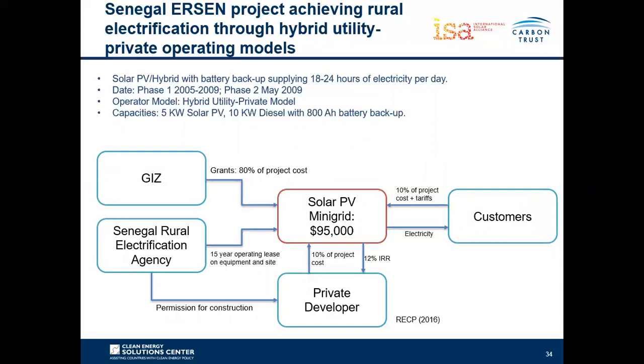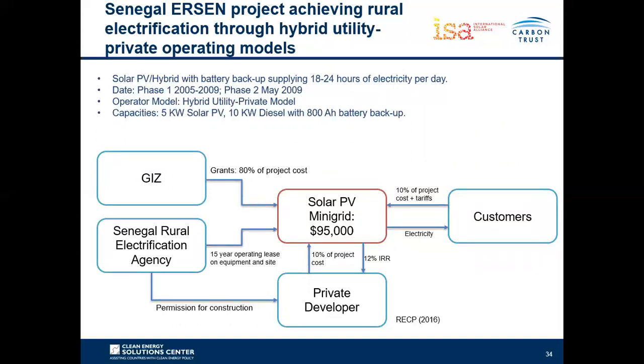And here there was grant funding from the GIZ for 80% of the project, with the balance coming from the customers and the project developer itself. And this project was permitted by the Senegal Rural Electrification Agency, which allowed the developer to lease the land, as before developers weren't allowed to send in electricity outside of the national utility.